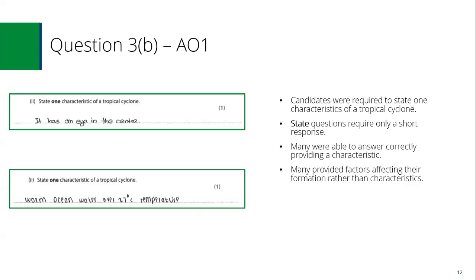Many provided factors that affected their formation, though, rather than characteristics. So as we can see, a lot of candidates wrote about sea surface temperature, latitude, ocean depth. None of these were awarded marks, as these were factors that affected their formation and not characteristics. You can see why they've done it. It's a shame, but obviously the top one gets 1 mark and the bottom one doesn't get any. It's one of those questions where students immediately go to the things they've learned more in detail, rather than the simplistic version of that.